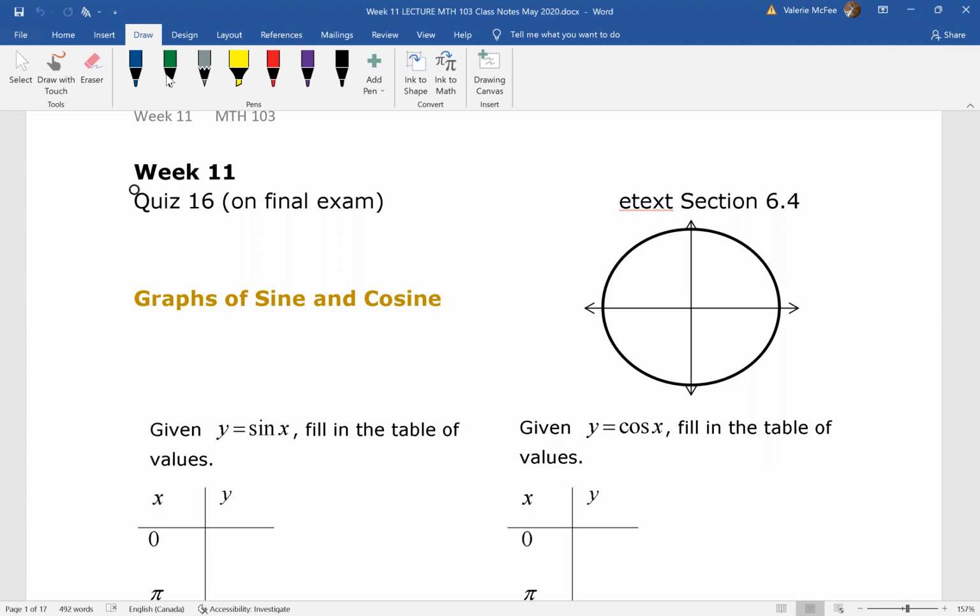on your final exam. So we need to look at the graphs of sine and cosine. We just don't have time this semester to also look at the graph of tangent since it is a little bit different than these two graphs. So let's start by filling in the intercepts on this unit circle here.